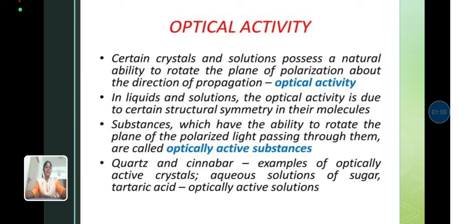Optical activity is a property by which certain crystals and solutions possess a natural ability to rotate the plane of polarization about the direction of propagation. In liquids and solutions, the optical activity is due to certain structural asymmetry in the molecules. Substances which have the ability to rotate the plane of the polarized light passing through them are called optically active substances. Examples are quartz and cinnabar.